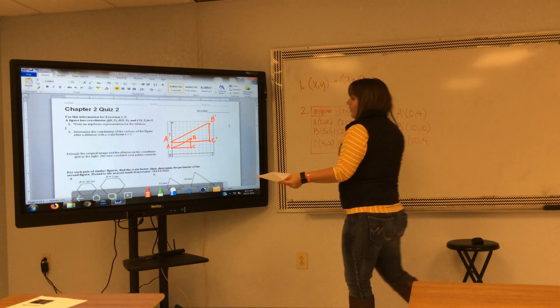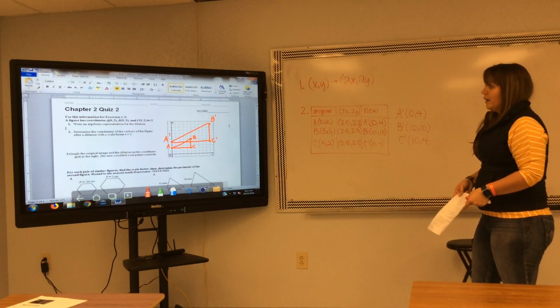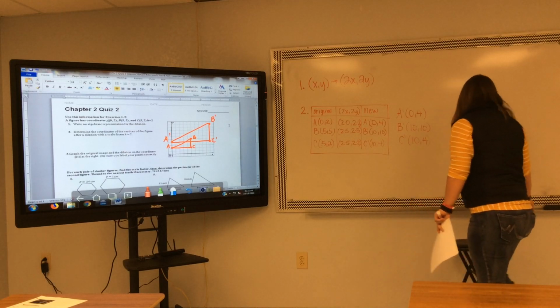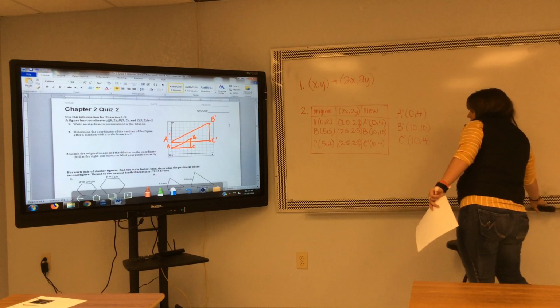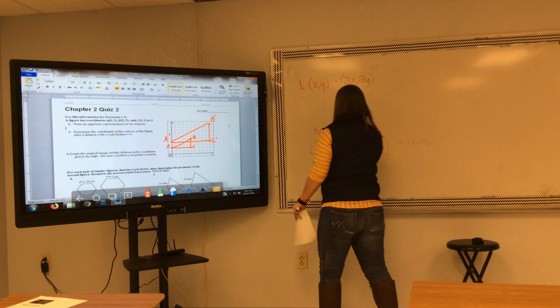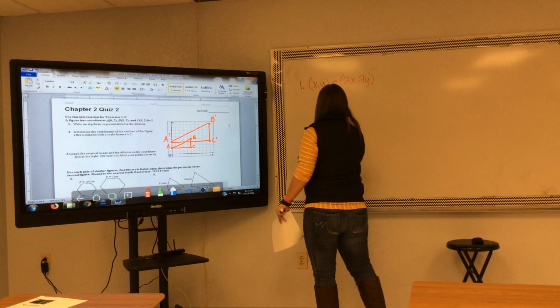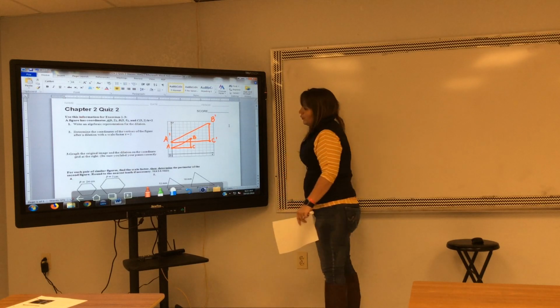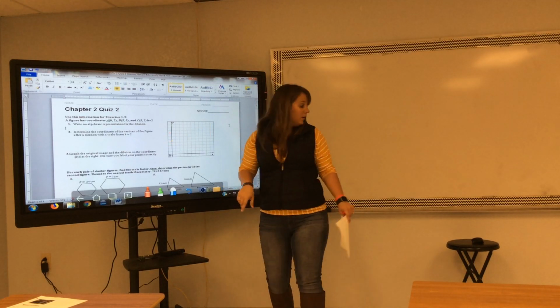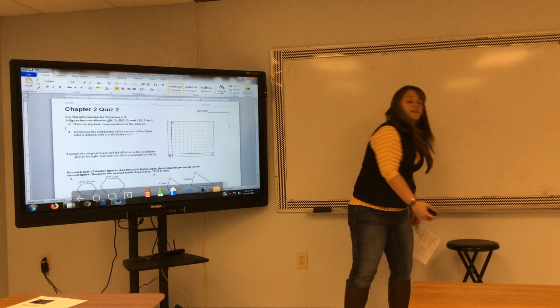Alright, so this is all the information that you need for numbers 1 through 3. Next, we're going to move on to numbers 4, 5, and 6. Those are done the same way. Make sure that you pay attention to your directions, because a lot of you left off the scale factor.